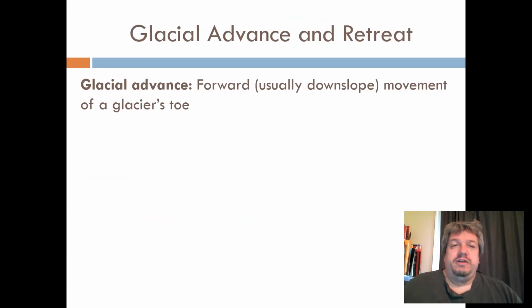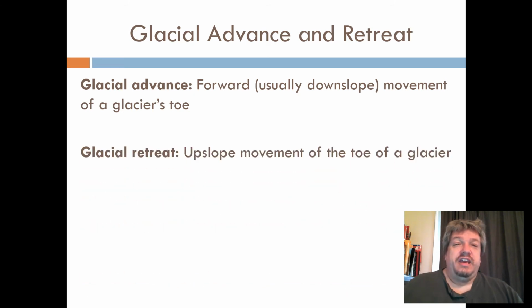So using this idea of the glaciers growing or shrinking, a glacial advance would look like the toe is coming at you. If you were standing in front of it, it's moving down slope, and that means the glacier is growing. Conversely, if the toe of the glacier is going back up towards the source, then it's shrinking.